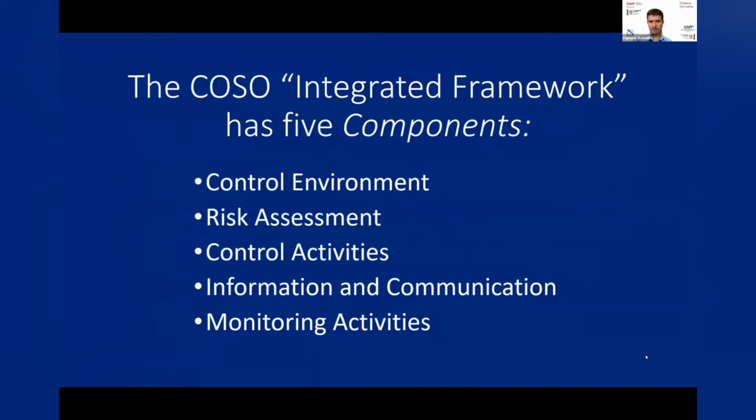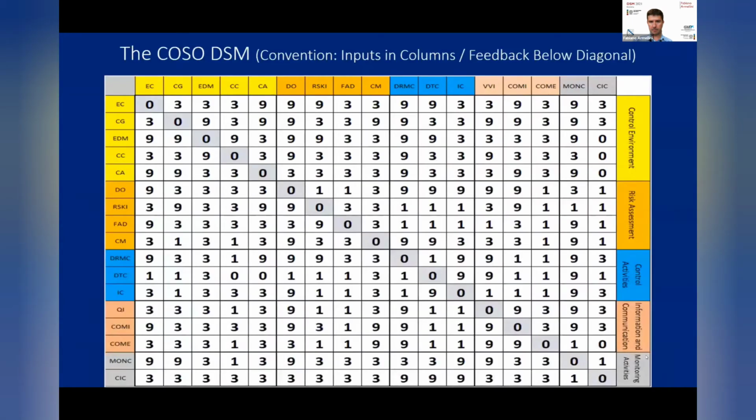So Carl, could you tell us the impacts of these connections based on the COSO DSM? Sure, Denise. In the paper, we clearly explained from the ground up how we built this DSM, which is inputs in rows and columns, feedback below the diagonal convention. We wanted to capture the interrelatedness between the 17 principles, as you see on the rows and columns of this DSM.